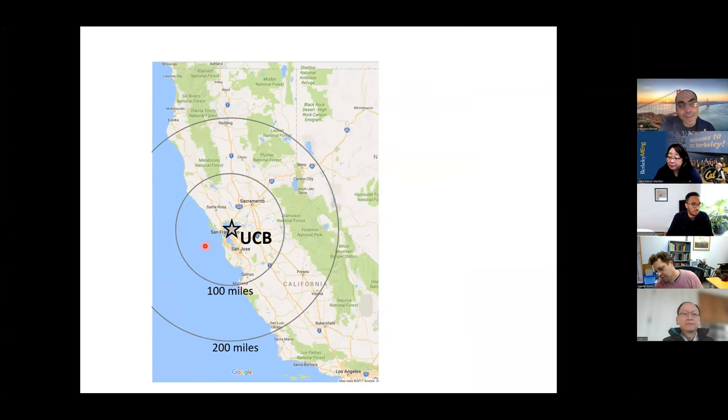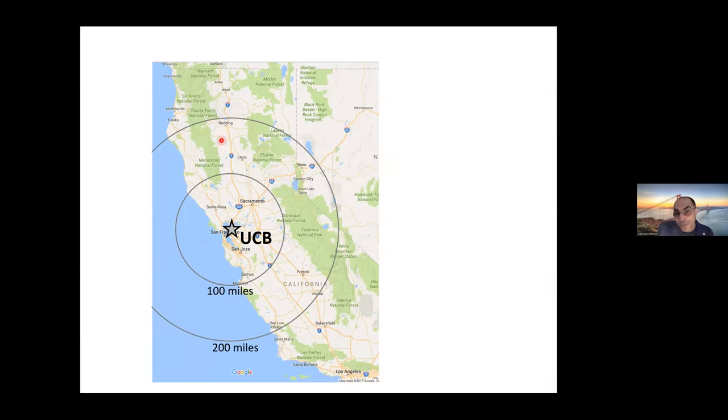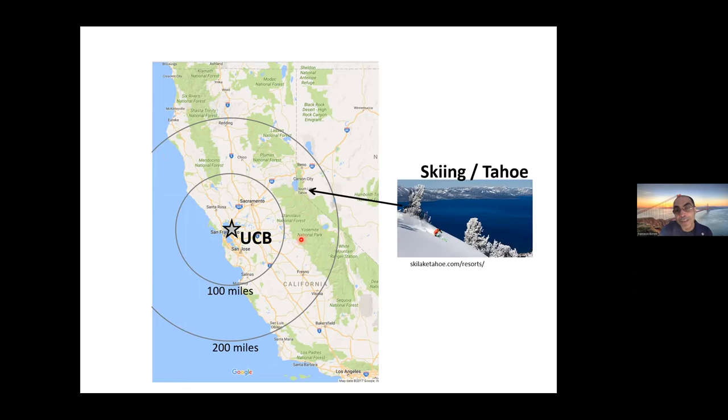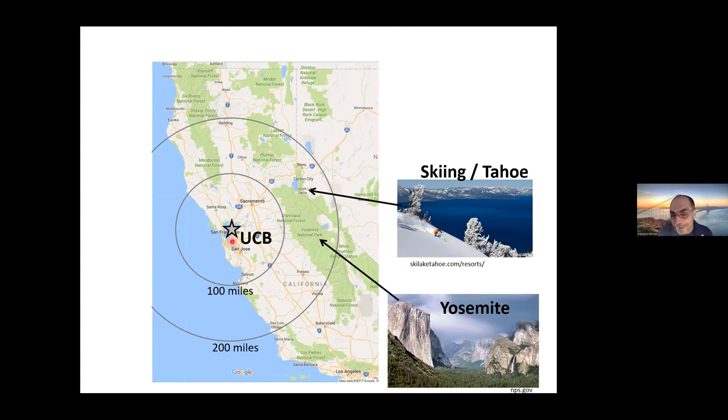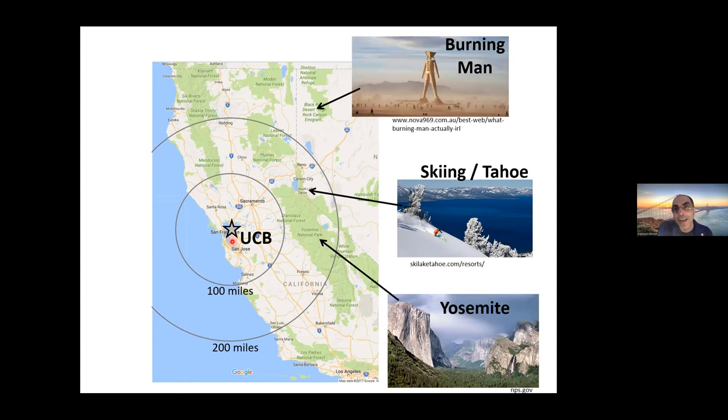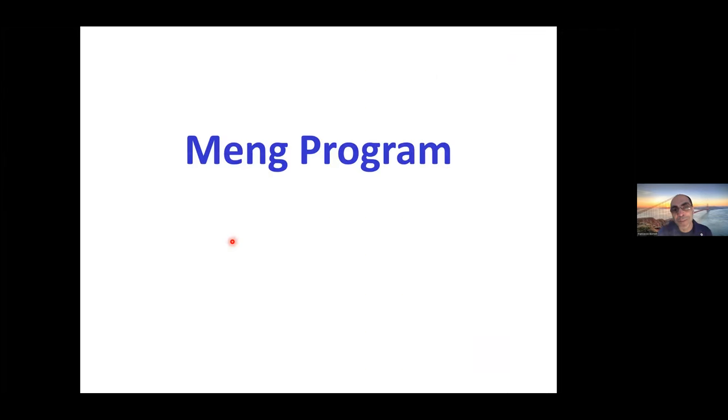And don't forget that you will study hard, but you will also have time to enjoy one of the most beautiful places in the United States. You will have Tahoe, a beautiful lake, very full of snow if you ski during this period. Yosemite has wonderful hikes, and there's Burning Man as well, if you are interested in art and California culture.